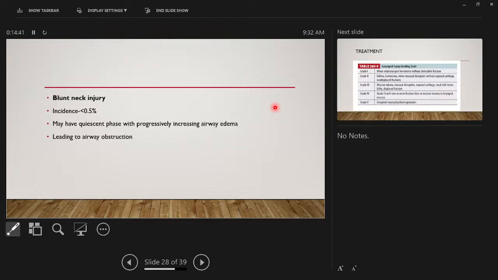Blunt neck injury, which also has an incidence of less than 0.5%, may have a quiescent phase, with progressively increasing airway edema, which leads to airway compromise.